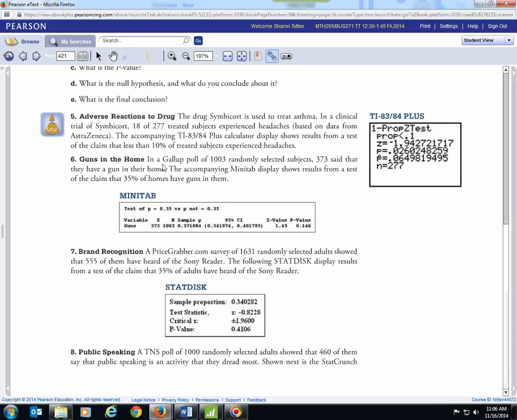It reads, in a Gallup poll of 1,003 randomly selected subjects, 373 said that they have a gun in their home. The accompanying Minitab display shows results from a test of the claim that 35% of homes have guns in them. So when we plug our data into Minitab, we want an output that looks very much like this.